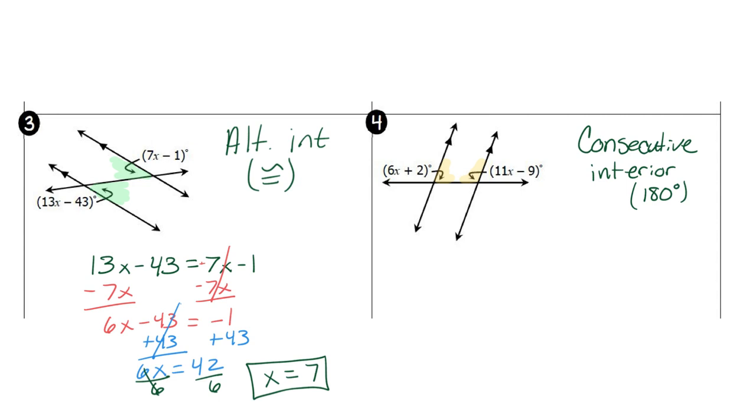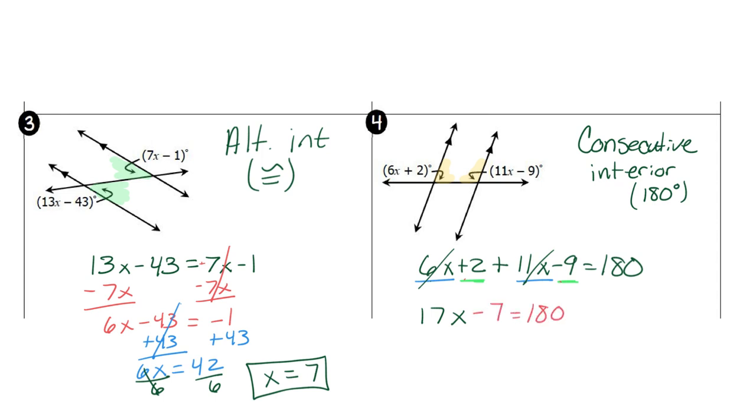I set those angles, so this angle plus this angle will equal 180 degrees. So 6x plus 2 plus 11x minus 9 equals 180 degrees. Now, first thing I want to do is combine like terms. So variable term, constant, constant. So 6x plus 11x gives me 17x, okay? I used up both those. 2 minus 9 gives me negative 7, so 17x minus 7 equals 180 degrees.